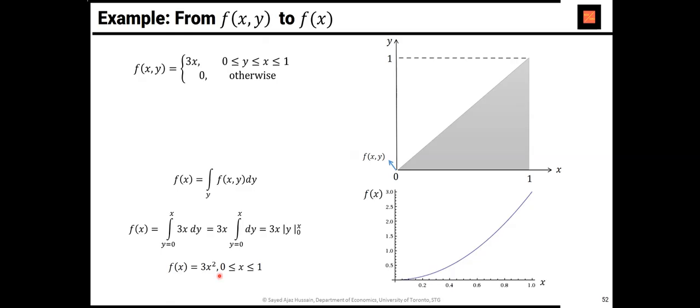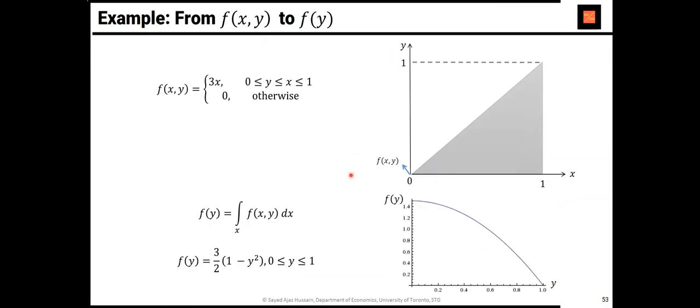It's only defined between 0 and 1. How would you check it is true? You would integrate this one more time from 0 to 1 and find that the answer is equal to 1.